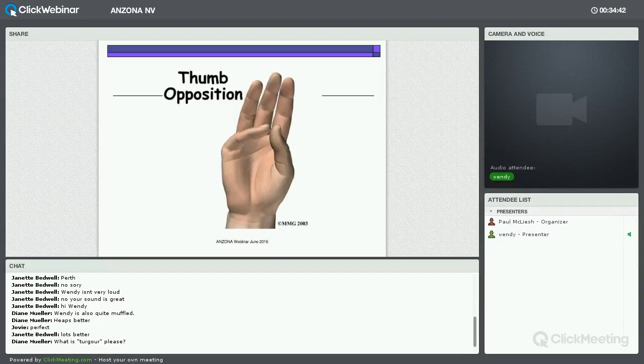The other thing is if they can't do that because they're being held back in a plaster or a cast, you can get them to flex from their MCP joints, or their knuckles, and put their hand into a fist. That's another movement which is done by the median nerve.